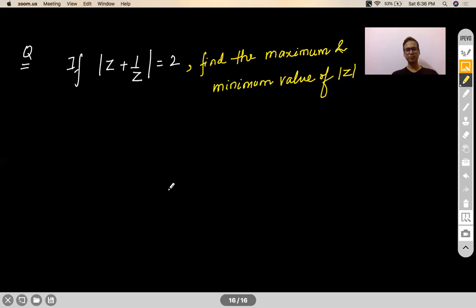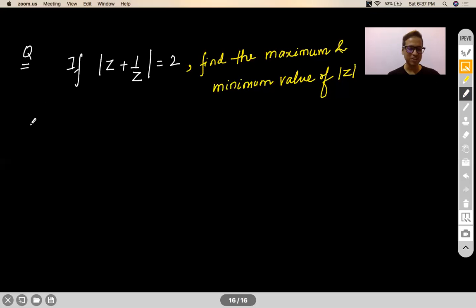Okay, Aditya. So the only complex number which has got its modulus as 0 is 0 itself. So you can say z can be 0. I don't think so. That is right.